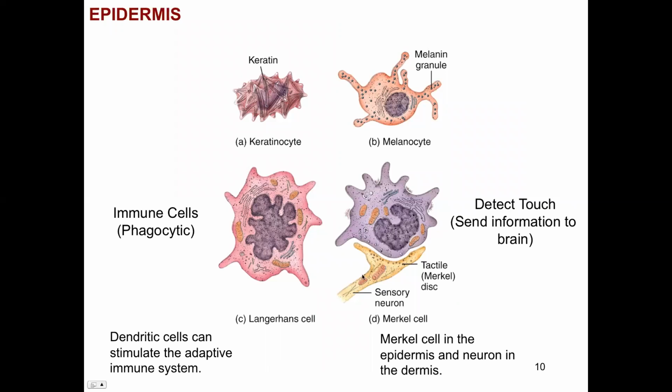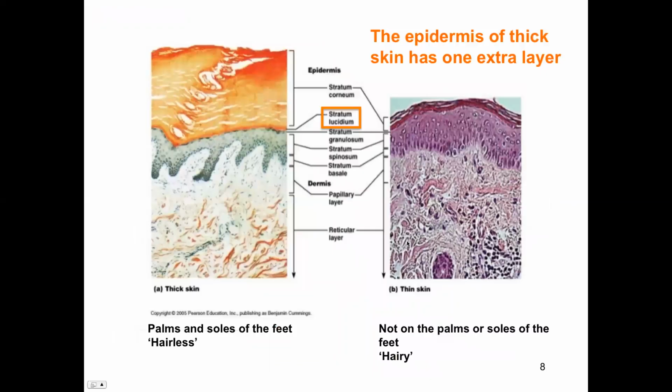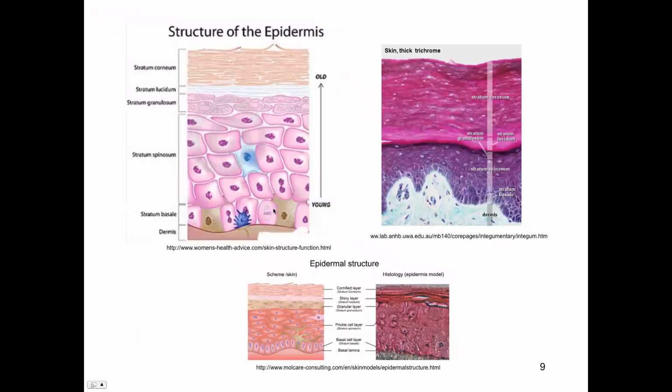They release a neurotransmitter to a sensory neuron that is associated with them. And this neuron is actually not in the epidermis, it's in the dermis, all right? So the Merkel cell is in the epidermis and the neuron is in the dermis. So these two work together, but the Merkel cells, like I said, are found in the epidermis. So if we're looking at this, where are you finding the Merkel cells? The Merkel cells are going to be in the stratum basale with the stem cells, okay?